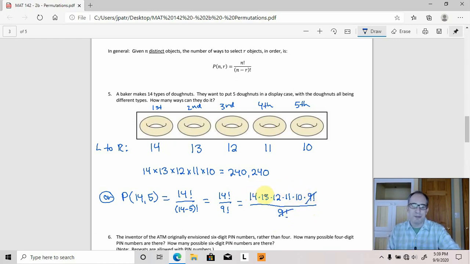And you can see it, right? 14, 13, 12, 11, 10, divided by 1, right? So you get 240,240. All right. So yeah, either way works.